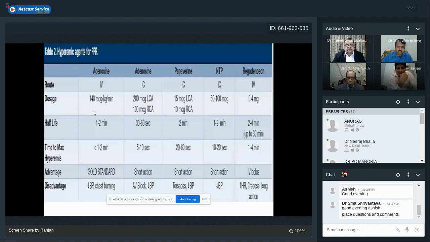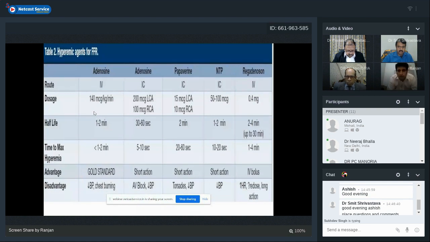It's a very short-acting drug, so the side effects are not really too many. When you're using intracoronary, the dose varies. If you're using it on the right system, it could be 80 to 100 mics. On the left system, it could go typically from 140 to 200 mics. And you inject it quickly.